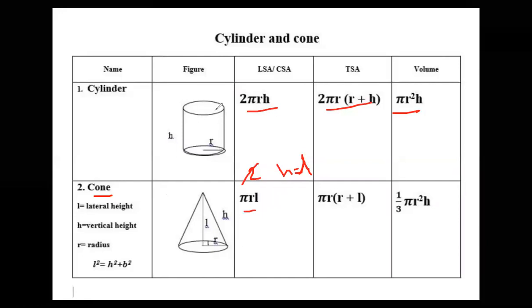Because there were 2 circles, now there is only 1 circle. So only 1 circle means no 2. Okay, so pi r l. That is the formula. Next one is PSA.